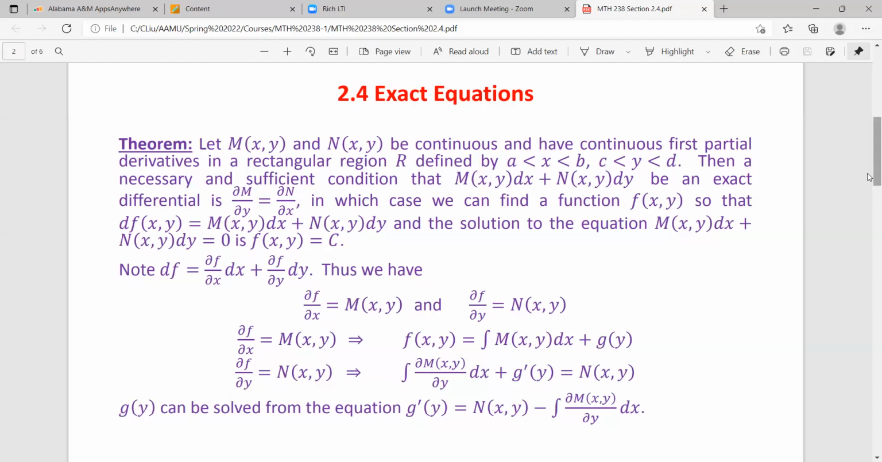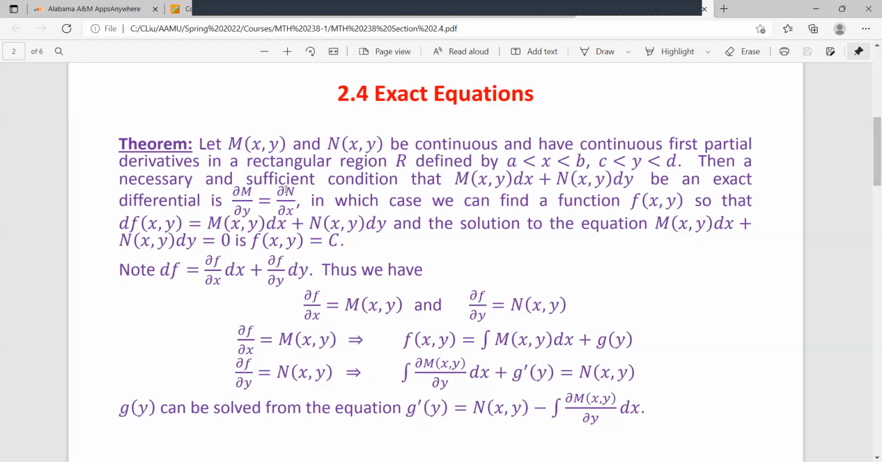Then a necessary and sufficient condition that M dx plus N dy be an exact differential is partial M partial y equals partial N partial x. Okay, so we know M and N are both functions of x and y. So if you take the partial derivative of M with respect to y and the partial derivative of N with respect to x, and if they are the same, then we know that M dx plus N dy will be an exact differential. Okay.